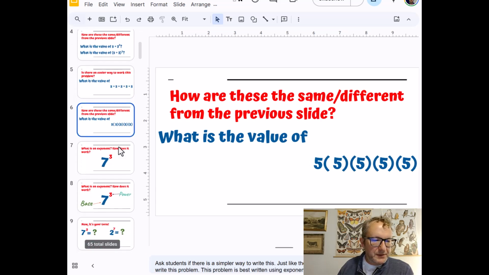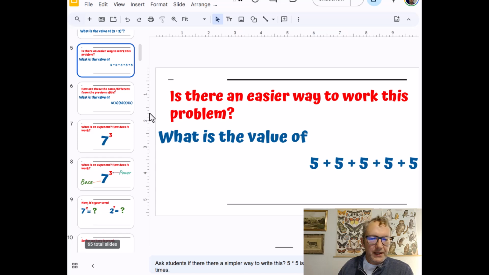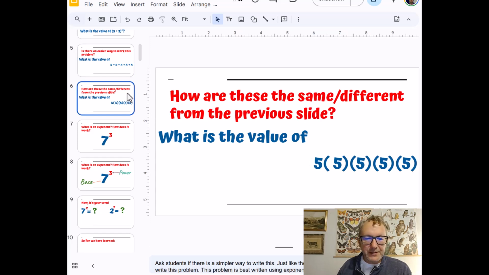So we work through some examples. Here we just ask, is there an easier way to work this problem? 5 plus 5 plus 5 plus 5, 5 times. And then we do the same thing with 5 times 5, 5 times. So one is 5 times 5, and of course this one would be 5 to the 5th power.